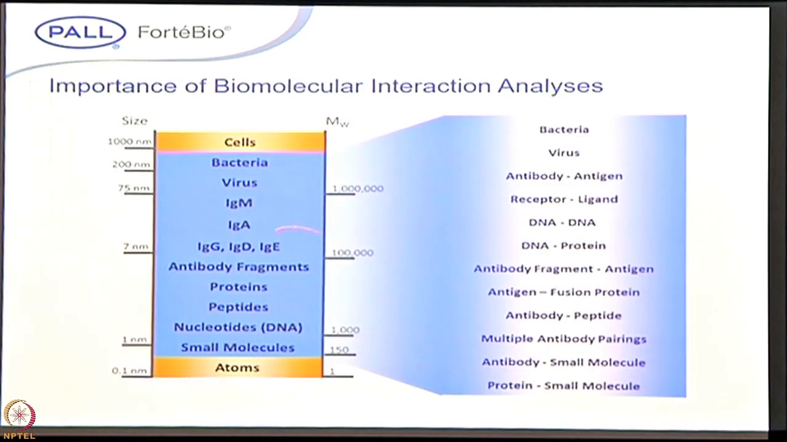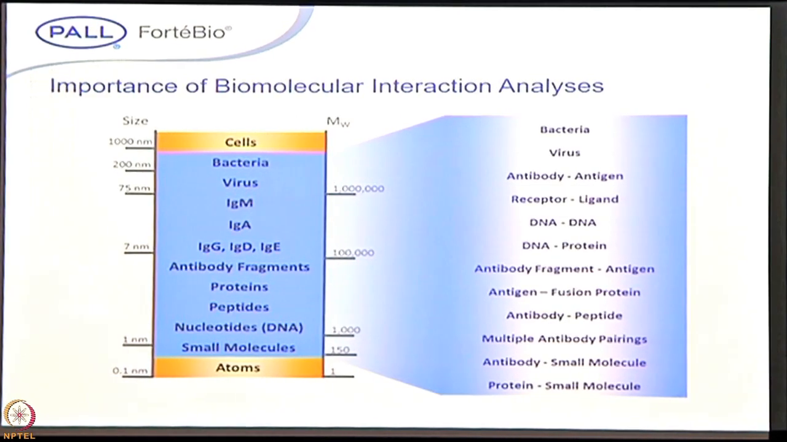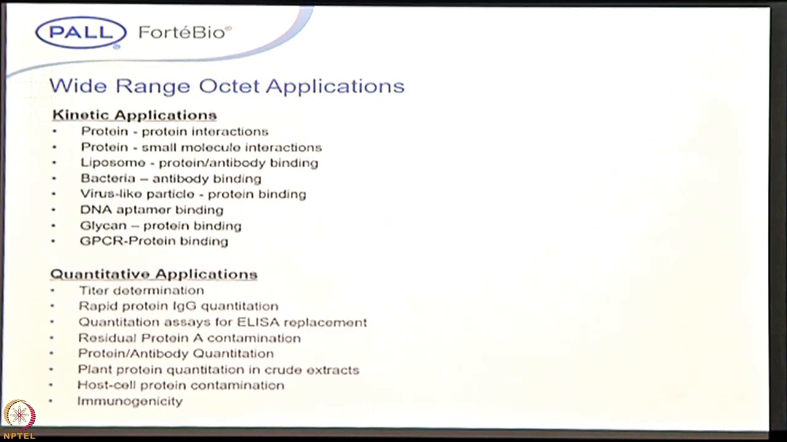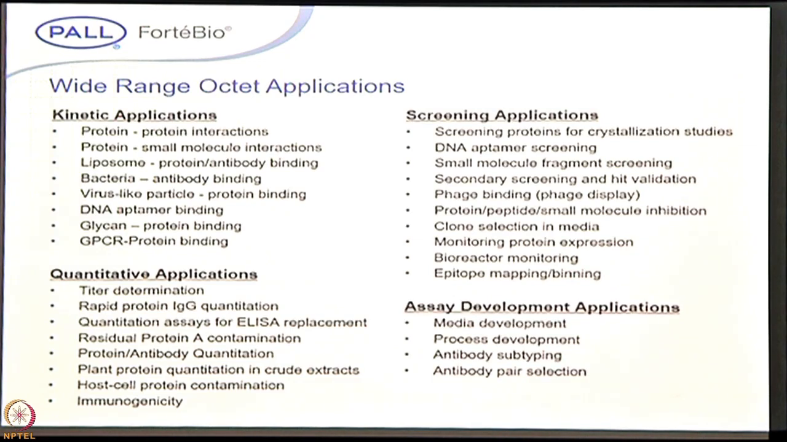So what are the ranges, what kind of molecules can we go with? Except cells and atoms, we can go in the blue areas. All these biomolecules, we can study interactions with. I can show you the cells. Recently, we got a publication from GenMab, and I will discuss those things. So these are the different applications we have segregated: kinetic applications, quantitation, screenings, and assay development. We have more than 1,500 publications from the past 10 years, all published in different impact factor journals.